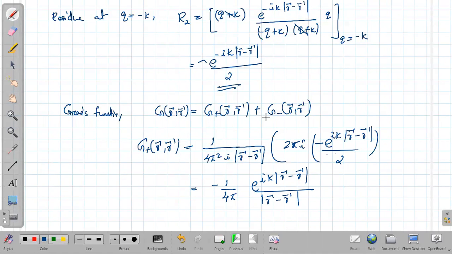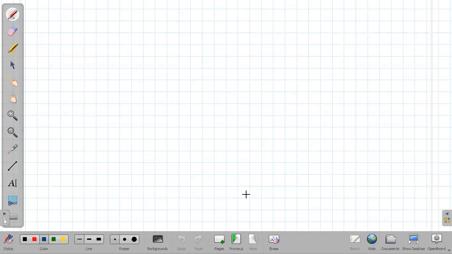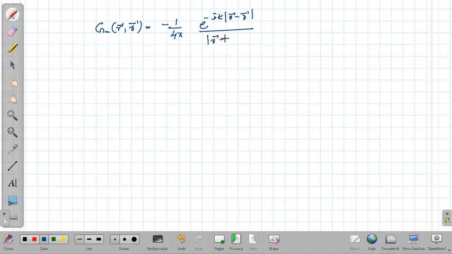Now similarly, what would be G minus? G minus is a Green's function corresponding to the residue at q equal to minus k. Okay, so this is the residue at q equal to plus k. So similarly, what would be G minus (r, r')? That will take the form minus 1 upon 4 pi e raised to minus ik modulus of r minus r' divided by modulus of r minus r'.